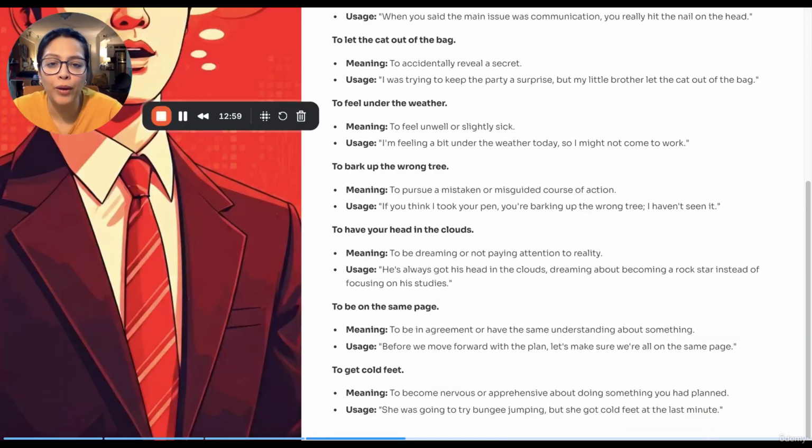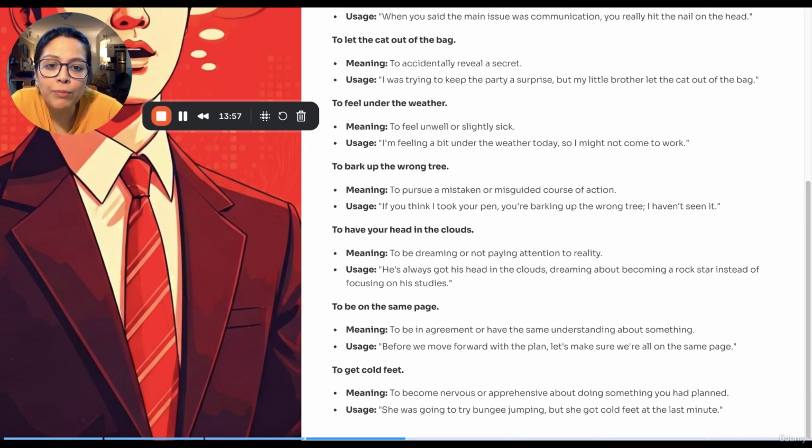Next is to feel under the weather, very popular, very commonly used. It means to feel unwell or slightly sick. Kindly note this cannot be used for any serious infection or disease. I'm feeling a bit under the weather today, so I might not come to work. Again, look at the usage, might has been used, which means the possibility of the person not going to work is there, but it's quite low.